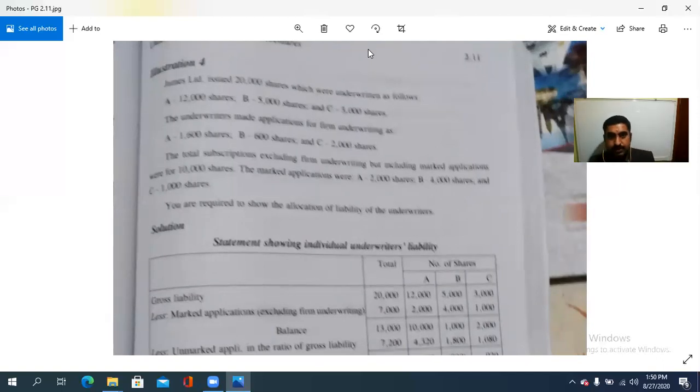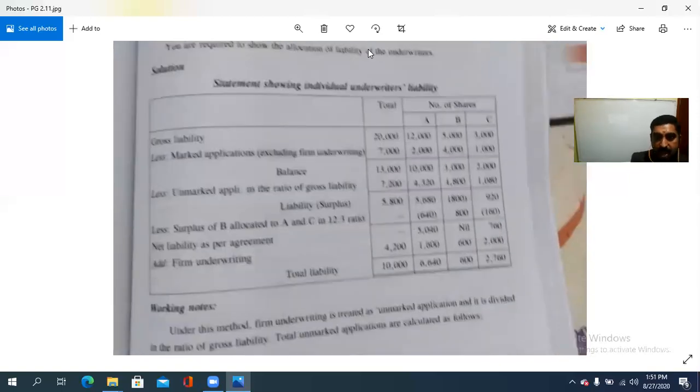ഇനി total subscription excluding the firm underwriting but including the marked application were 10,000. 20,000 ൽ 10,000 മാർക്ഡ് ആപ്ലിക്കേഷൻ ആണ്. And the marked applications will be 2,000, 4,000 and 1,000. അപ്പൊ അതിനകത്ത് അൺമാർക്ഡ് ഉണ്ട് ഇല്ലേ? 4, 2, 6, 1, 7, 3,000 unmarked ആണ്. Okay. So you are required to show the allocation of the liability of the underwriters, how it is to be.